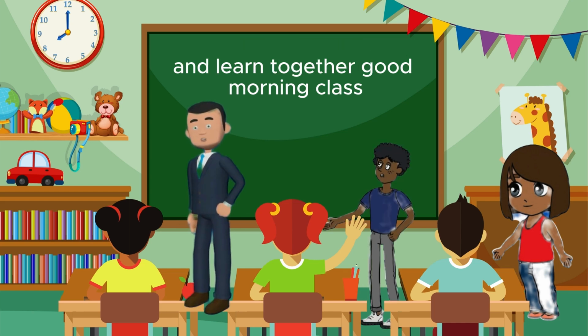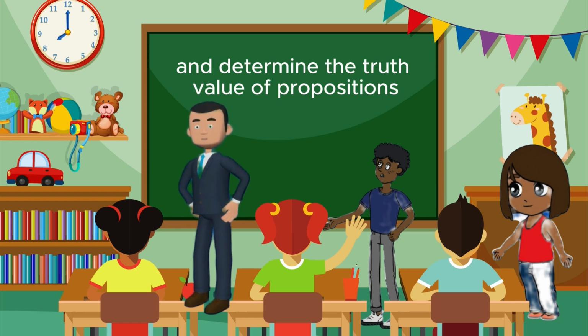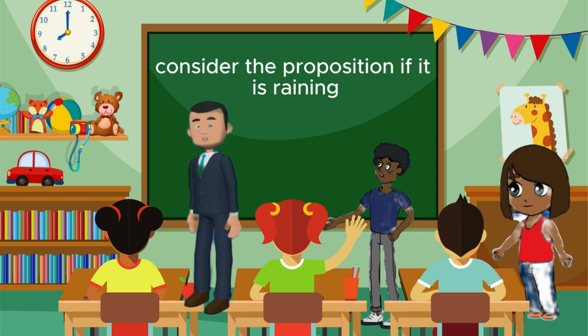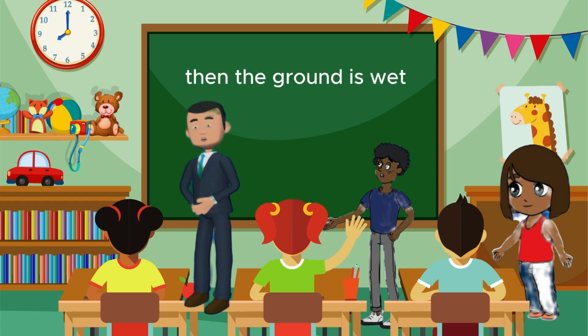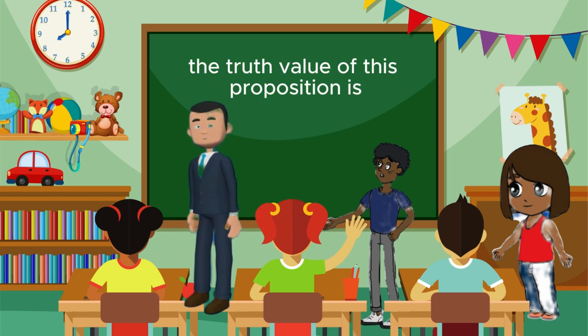Good morning, class. Today, we're going to discuss propositional logic and determine the truth value of propositions. Let's start with a simple example. Consider the proposition, if it is raining, then the ground is wet. Can anyone tell me what the truth value of this proposition is?